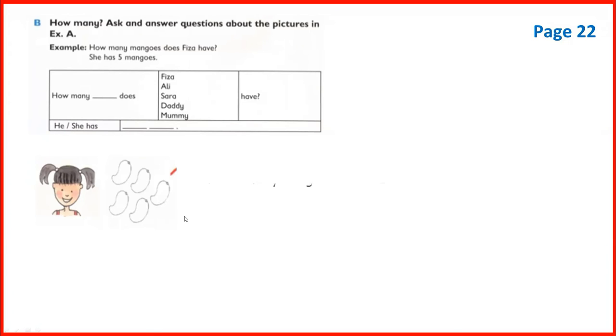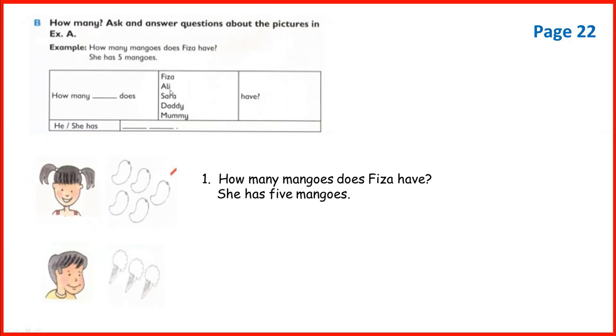First you have to write the question: How many mangoes does Fiza have? Then you have to write the answer: She has 5 mangoes. And then here, Ali. Where is Ali? Yes, this is Ali. And Ali has 3 ice creams.